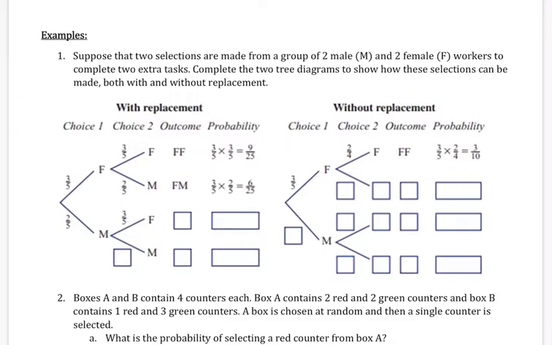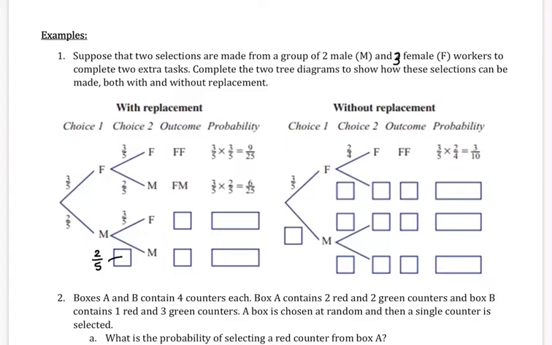So we have choice 1, we have our females and our males. So our females is 3/5 and our males is 2/5. So if we replace them, this means that our probabilities are all going to stay the same. So that means that this probability here is going to be 2/5. So then we have our choice 1 is our female or our male, and then choice 2 we can either choose a female or a male again, and our probabilities stay the same. Oh, and sorry, I made a typo up here. That's meant to be a 3.